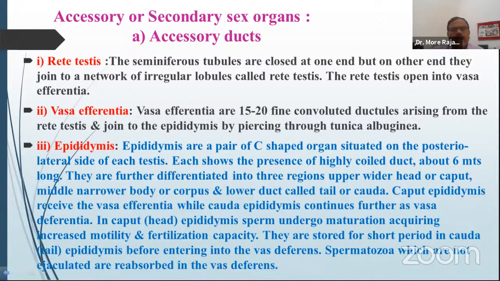Okay. The caput epididymis receives the vasa efferentia, while the cauda epididymis continues further as the vas deferens. In the caput, or head region of the epididymis, sperm undergo maturation and acquire increased motility and fertilization capacity. So this is the role of the head of the epididymis. They are stored for a very short period in the basal portion, the cauda epididymis, before entering the vas deferens. Further, spermatozoa which are not ejaculated are reabsorbed.